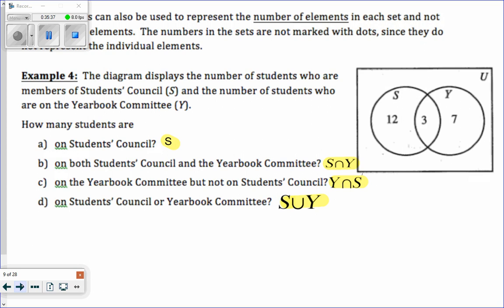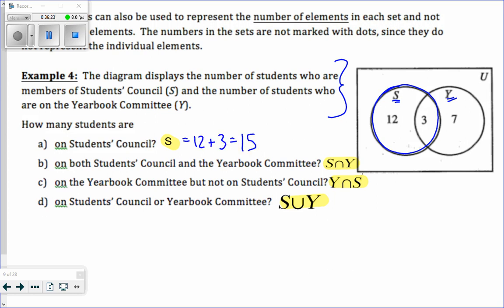Okay, so here's where the actual fun begins, where we start creating data that have a context. Your diploma is context-based, meaning it's not just going to be numbers on a Venn diagram, those numbers represent something. So it says the diagram displays the number of students who are members of student council, that's the S, and the number of student council who are on yearbook. The question is, how many students are on student council? Not 12, 15. Yeah, 12 plus 3.